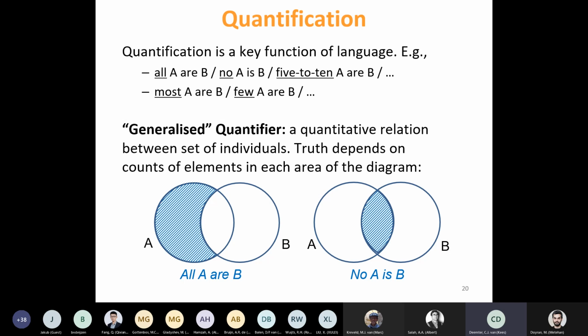A dominant view, a very useful view of quantification, is to think of a quantifier as expressing a quantitative relation between two sets, as expressible in a Venn or Euler diagram. So on the left at the bottom, for example, you see all the A's and all the B's, right? And if that area that is made blue is empty, then all A's are B's, right? So generally, what a quantifier does is express quantitative properties of these diagrams, possibly comparing two of these regions, for example.